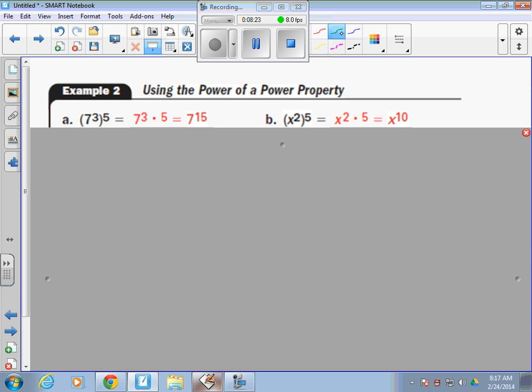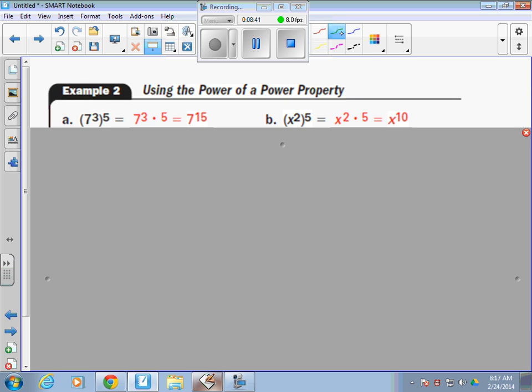Example number 2 looks like this. Now, example number 1 was multiplying the same base. Example number 2 is raising a power to a power. So for A, you have 7 to the 3rd to the 5th. That means 7 to the 3 times 5, which gives you 7 to the 15th.